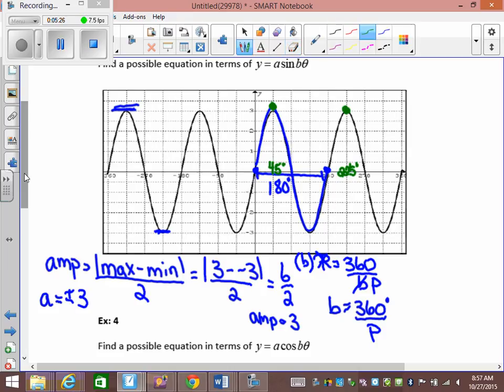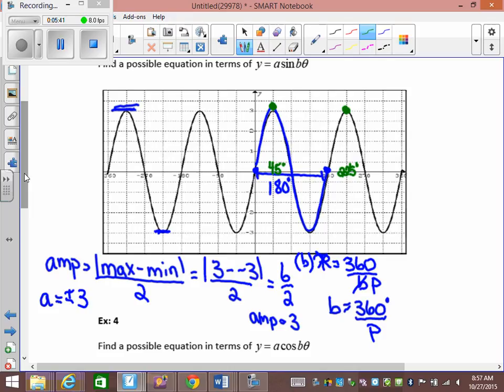Sometimes, in the information box above the question on the diploma, they'll actually tell you there's a maximum at this point and a maximum at this point. You have to go and label them, and they actually tell you what the maximums are at, so you accurately know your x values. Okay?